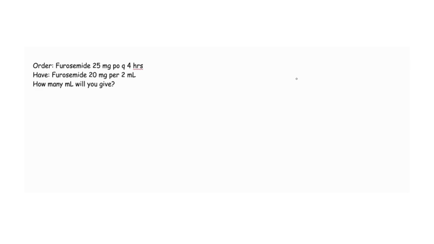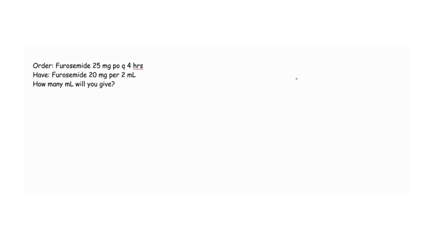Our order is furosemide 25 milligrams PO Q4 hours, and what we have on hand is furosemide 20 milligrams per 2 milliliters. So you may not always have per 1 tab or per 1 milliliter. It may not say that, so you can't just always think you're going to put 1 tab or 1 milliliter into your equation. You have to just put what is given to you in your problem.